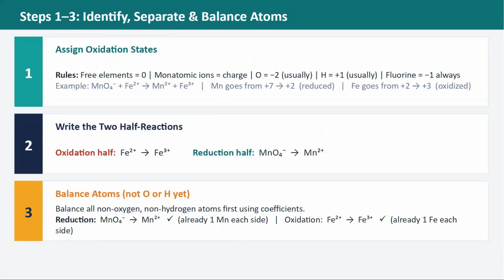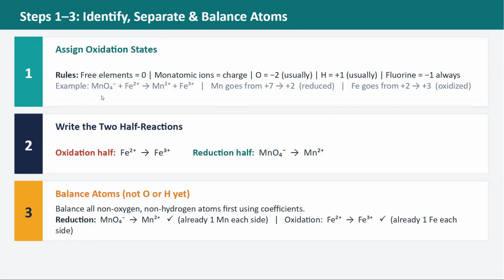So steps 1, 2, 3. The first step is assign oxidation states. So there are certain rules. First, free elements have oxidation state 0. Monatomic ions have oxidation state equal to the charge. Oxygen oxidation state is -2 usually, but in peroxide H2O2, oxygen is -1. H is +1, but when it forms metal hydrides, hydrogen is -1; otherwise it's always +1. And fluorine is always -1 because it's a highly electronegative atom.